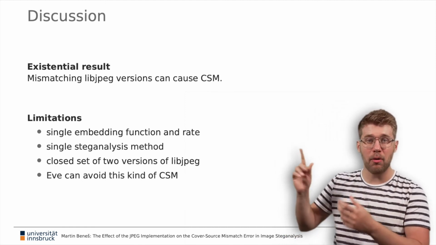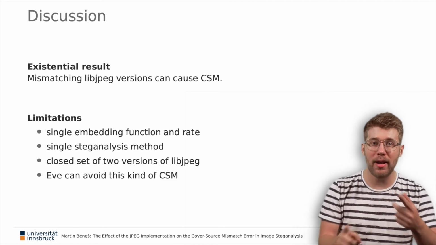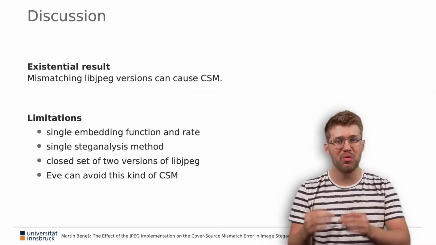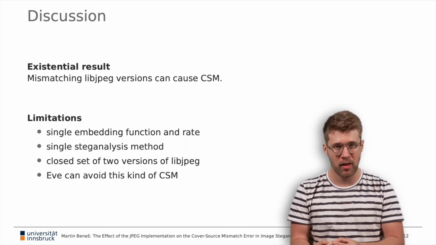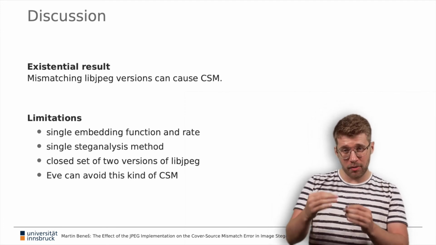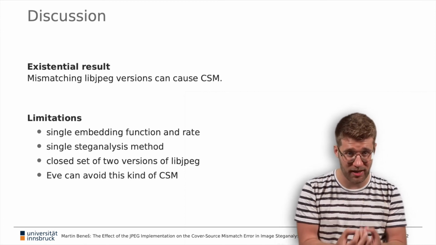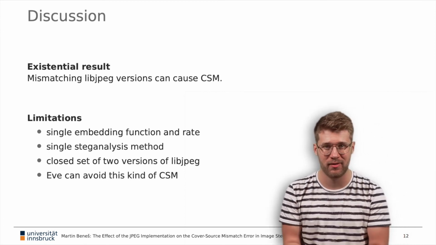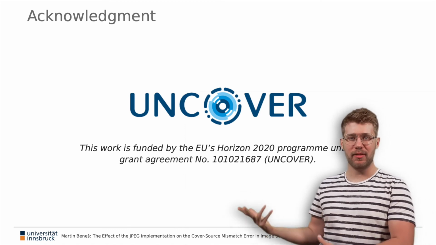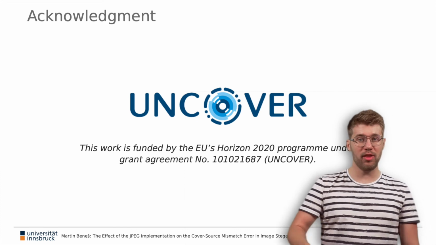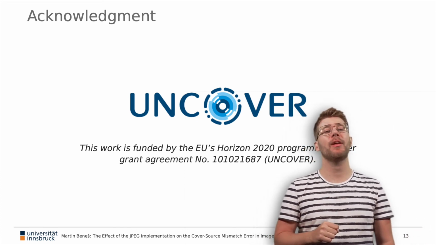We point out that our results were produced using 1 embedding function, 1 detector and 2 libjpeg versions for which we knew that they produce different outputs. More research is needed to find out how this existential result generalizes, how relevant it is in practice, and how to mitigate compression-induced CSM errors. Studying these and various other aspects of CSM in Steganalysis is one of the objectives of the Uncover project, through which this work has received funding from the European Union.